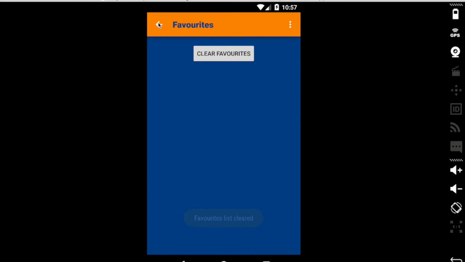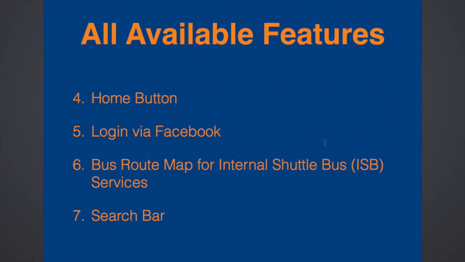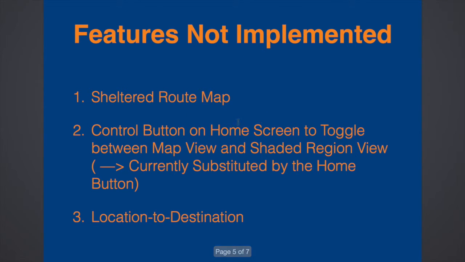Those are all the features that we have for our app for now, and if you have been following our progress since milestone 2, you might realize that there are some planned features that have not been implemented yet, such as the sheltered route map, map view toggle button, and the location to destination suggested routes function. All these wonderful features are placed on hold mainly due to time constraints, but we do have plans to continue developing this app and realize some of our ideas in the future.